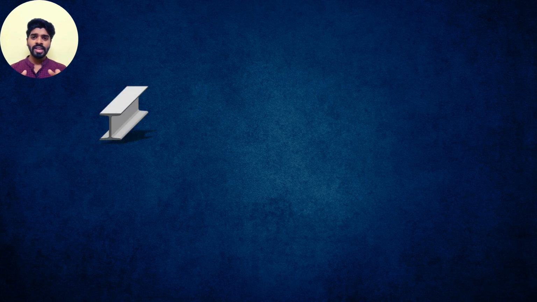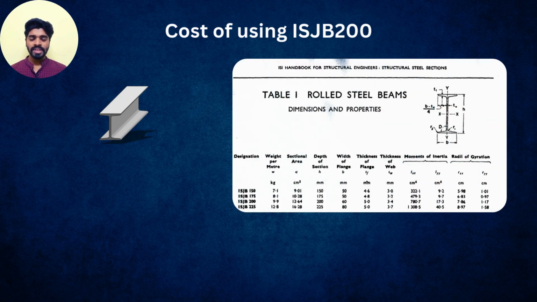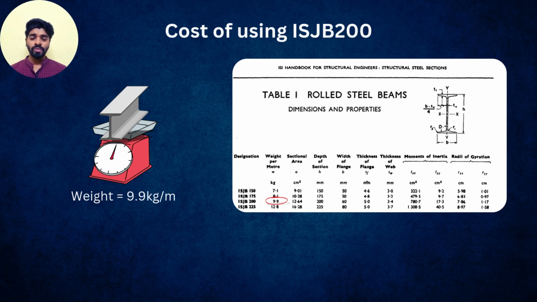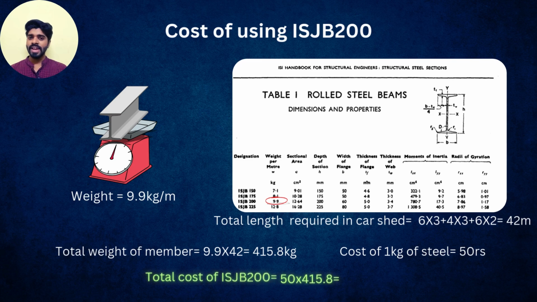Now let's check what is the approximate cost of the material in the car shed. From the steel table we'll get to know what is the weight of this ISJB 200. It is 9.9 kg per meter. And what is the total length required for this steel member in the car shed? It is around 42 meters. So the total weight is coming around 416 kg. And the cost of 1 kg of steel will be around 50 to 60 rupees per kg, and let us take roughly 50 rupees per kg. So the total cost of material will be around 20,800.